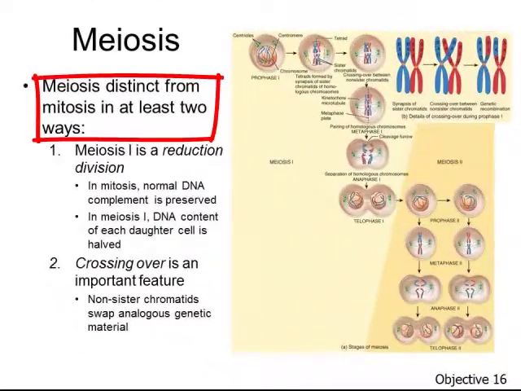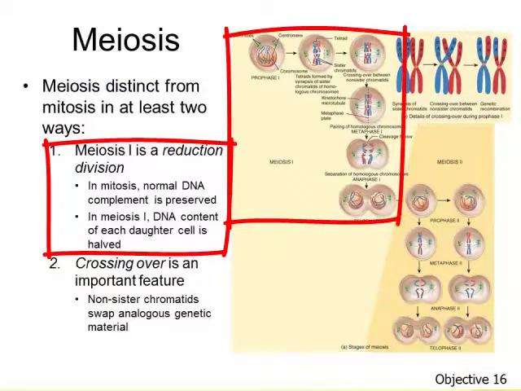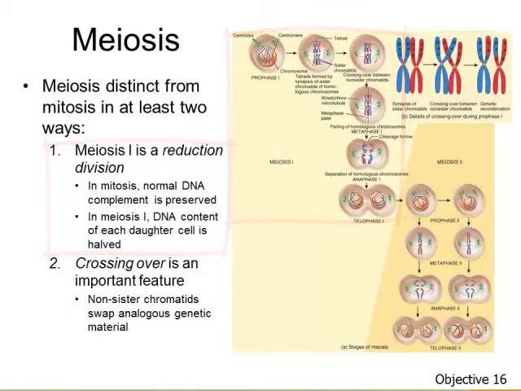Meiosis is distinct from mitosis in 2 different ways. The first meiotic division, what we call meiosis 1, is a reduction division. In mitosis, we have the job of preserving the normal DNA complement. In meiosis, we want to halve the DNA content. We want to divide it by 2.